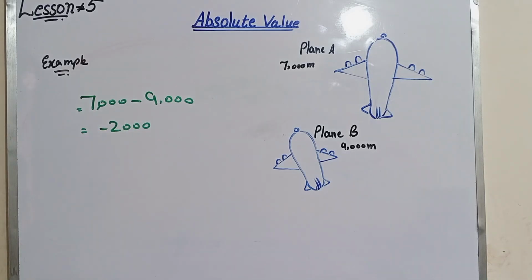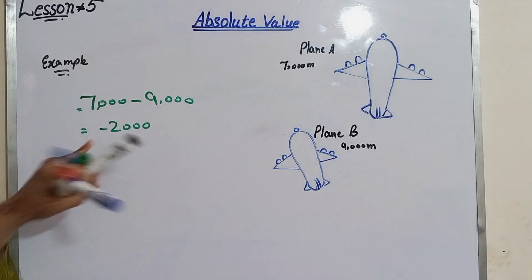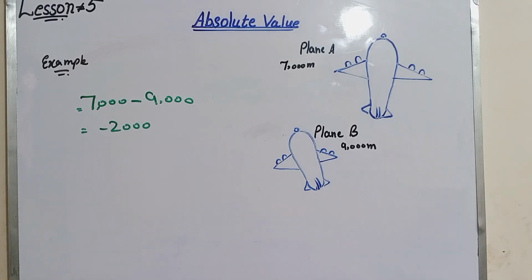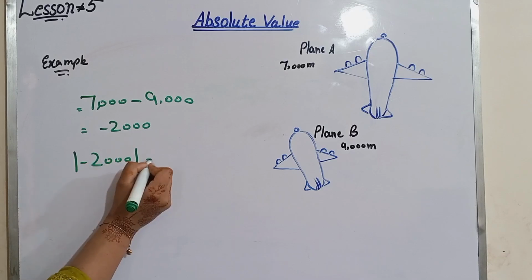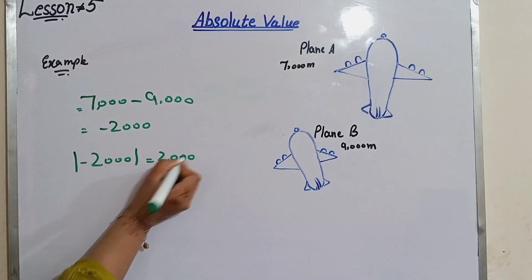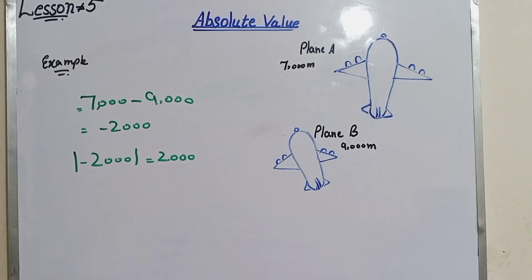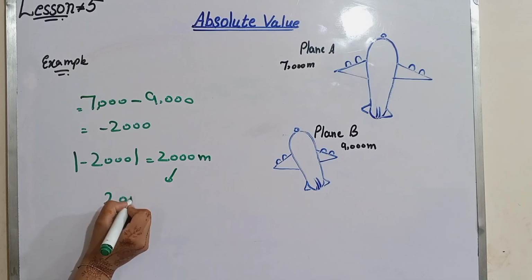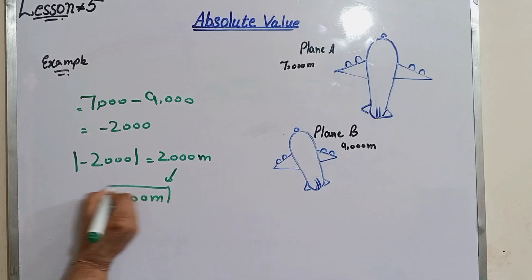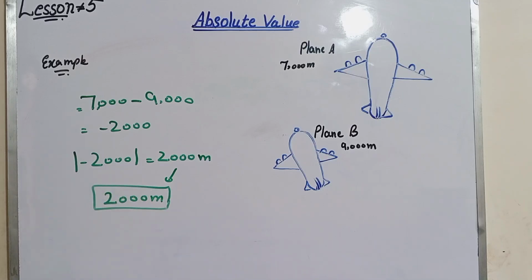Okay. Oh, it's a negative answer. You can see this. But wait, we don't care about direction. We care about the distance between them. So we take the absolute value of minus 2,000, which is equal to 2,000. The difference will be 2,000 meters. It's our final answer.